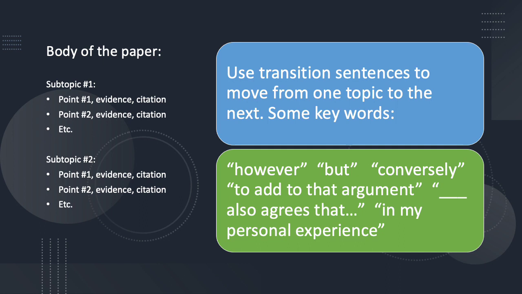And just some key words that will help you do that. So, however, but, conversely, to add to that argument, the researcher's name, so-and-so also agrees that, or so-and-so's research disagrees with that premise. You can even say, in my personal experience, right? So if you want to include your personal experience, it doesn't really work just to say, yeah, I agree with that, or well, I don't think that's right, okay?